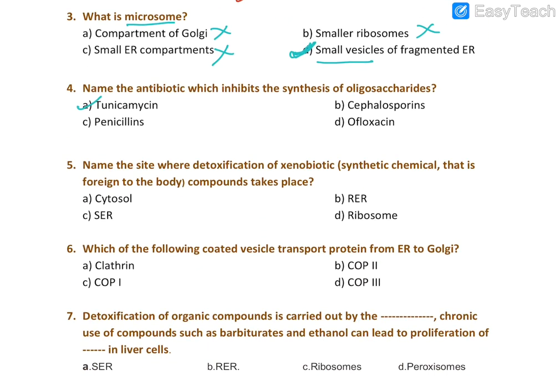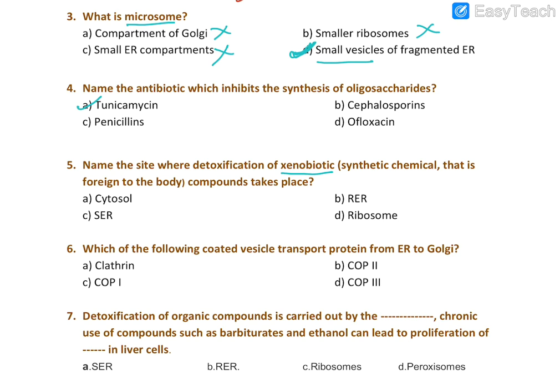Name the site where the detoxification of xenobiotics takes place. Xenobiotic means from outside our body. Anything that comes into our body, such type of chemicals we call xenobiotic. Synthetic chemicals that are foreign to the body are called xenobiotic compounds. The xenobiotic compounds can be alcohol also. Such type of alcohol, or it might be certain narcotic drugs.